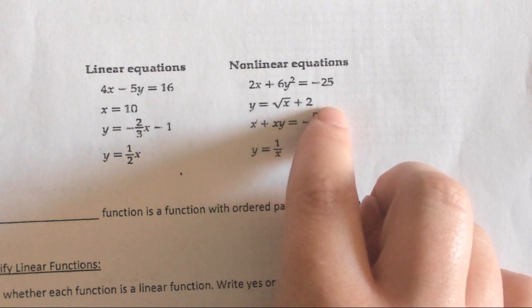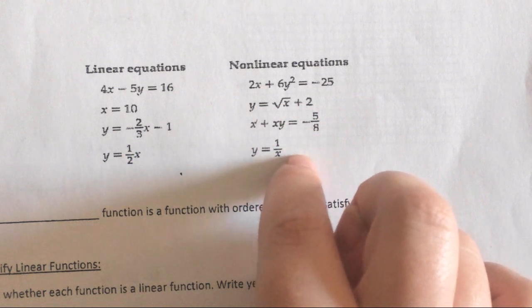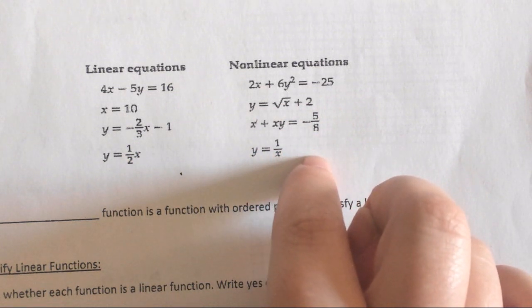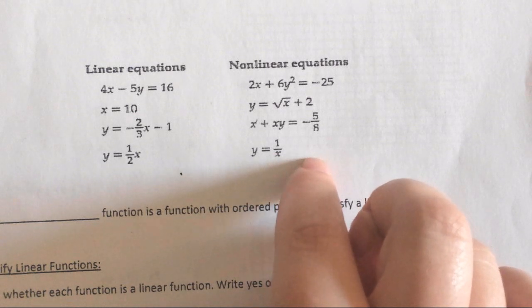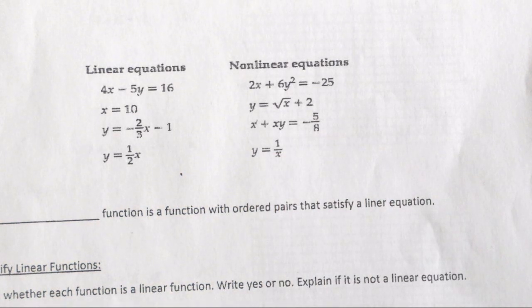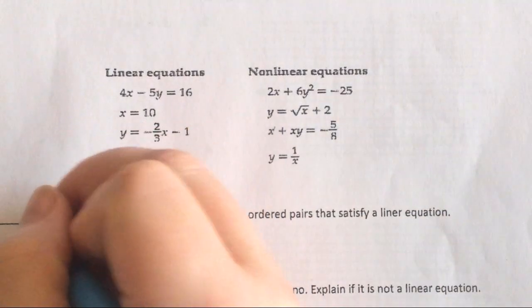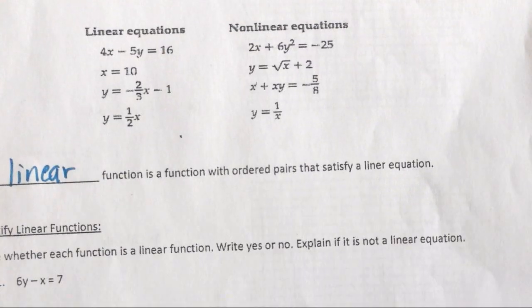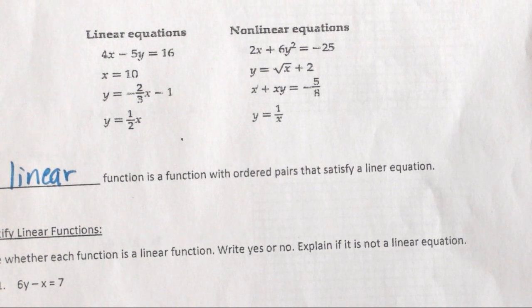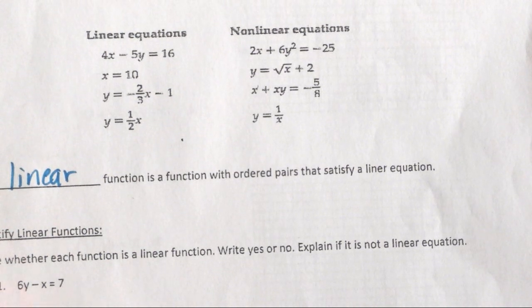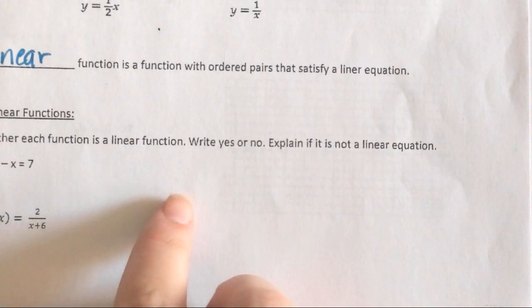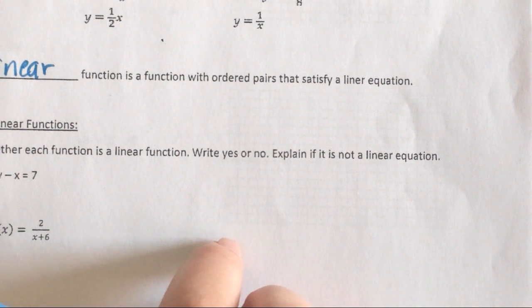Yes, Paige. You said it first. Because it's got x and y. And then the fourth one, why is it not a linear equation? Table 3 again. Divided by x. That's a problem. Okay, so a linear function is a function with ordered pairs that satisfy a linear equation. So first, we're just going to identify. That's what our top learning target says anyway. I can identify a linear function. So we're just going to say, is it linear? Yes, no. And if it's not, we're going to explain why.